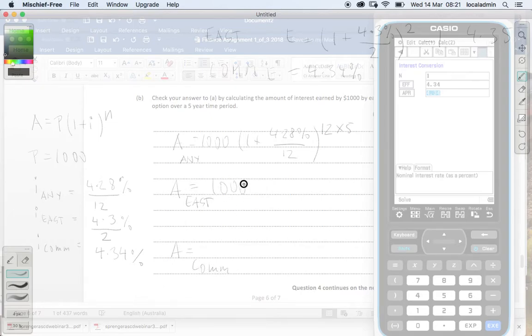So we all start with $1,000, and we multiply it by itself, and then we multiply it by the interest rate per period. In this case, it's compounded twice per year, every 6 months. So we do 2 times 5 because we do that for 5 years. And here we have 4.34, and it is compounded once. And then we do to the power of 5 times 1. Okay? Now let's do that using our calculator.